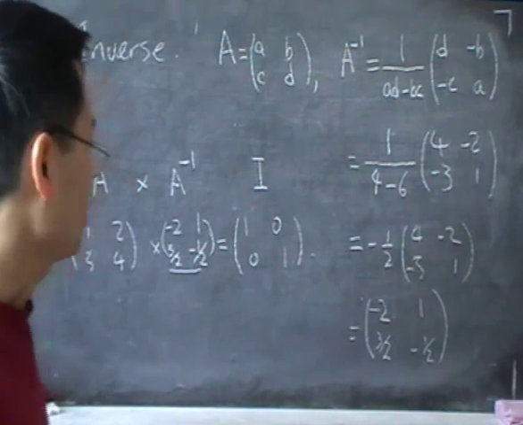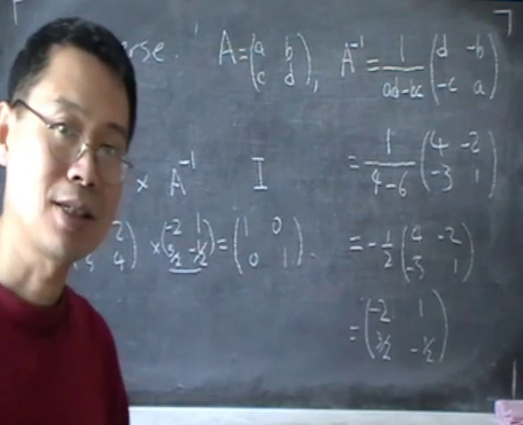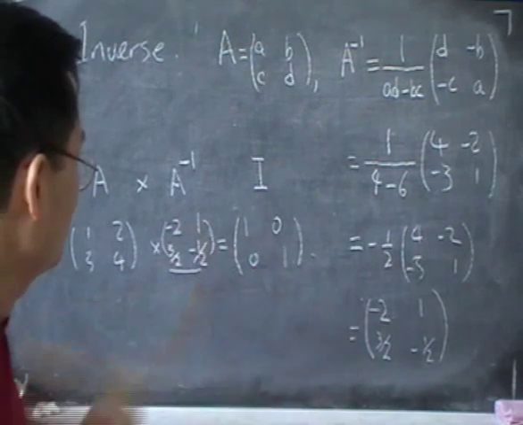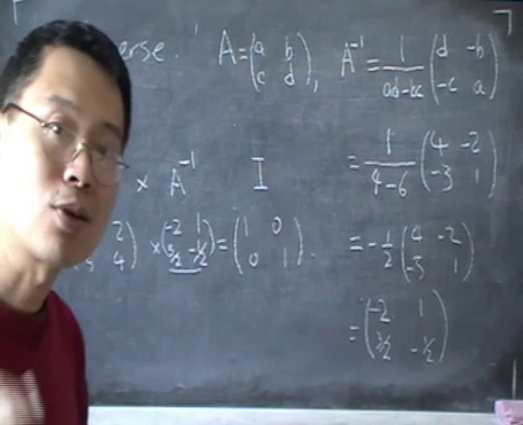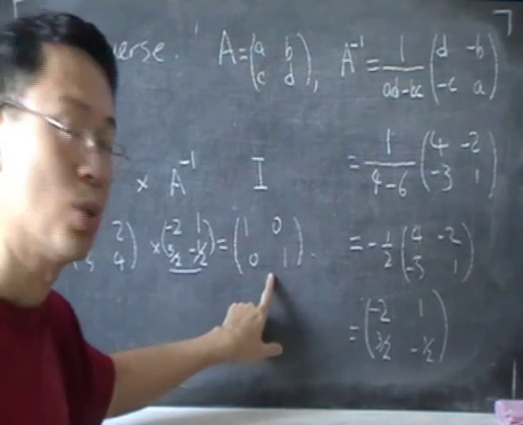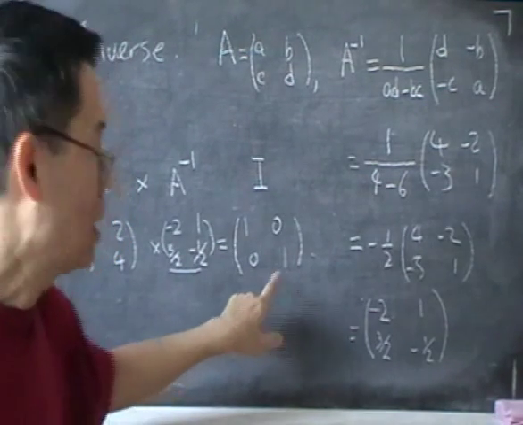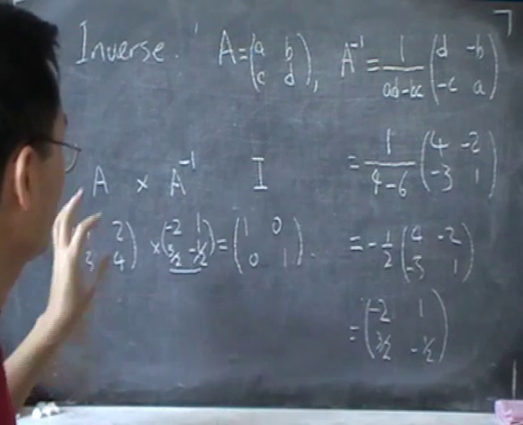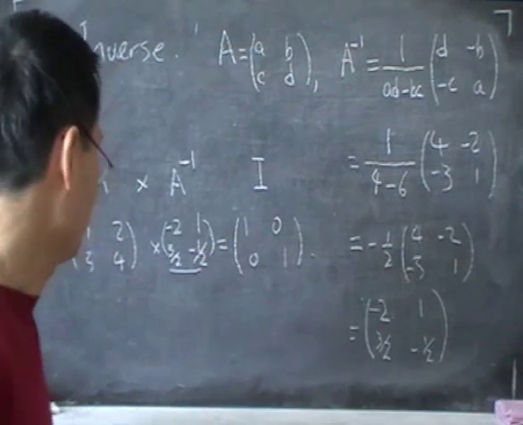Okay, now I'm going to leave it as an exercise to you to multiply these two matrices and convince yourself that you do indeed end up with the identity matrix. Alright, you should at least do it once if you are looking at matrices for the first time.